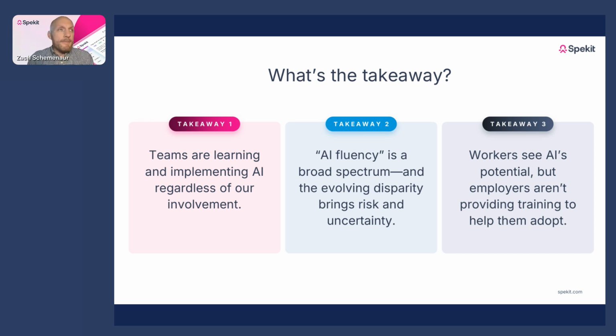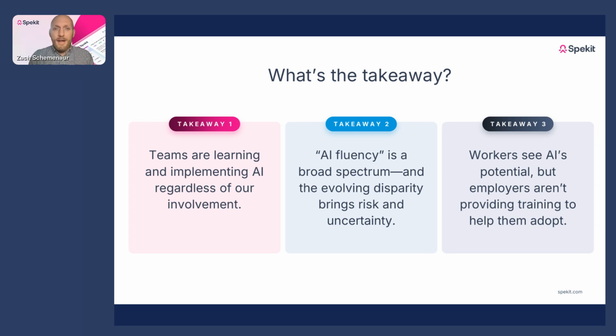So ultimately, where are we then with those statistics? Where are we with regard to the state of AI? First thing is that teams are learning and implementing AI regardless of our involvement. If we're guiding them or not, they're still using it. The second thing is AI fluency is a really broad spectrum. Like I said, some folks are really eager to adopt it. They're right on top of it. They're staying in line with what the latest news and information is. And other folks are completely staying away from it because they're afraid of it and they don't know how to use it. And that can bring along risk and quite a bit of uncertainty.